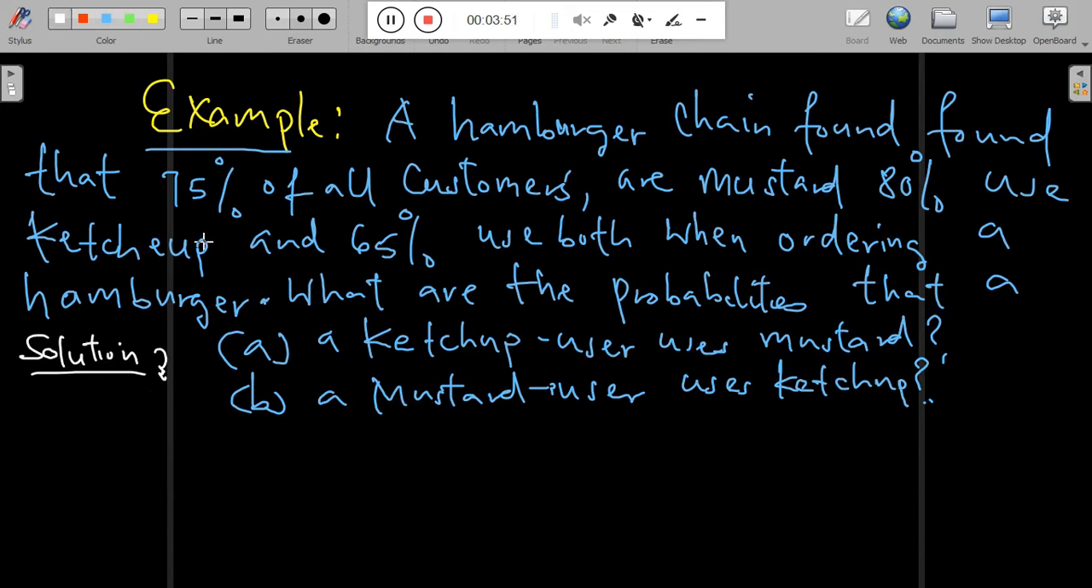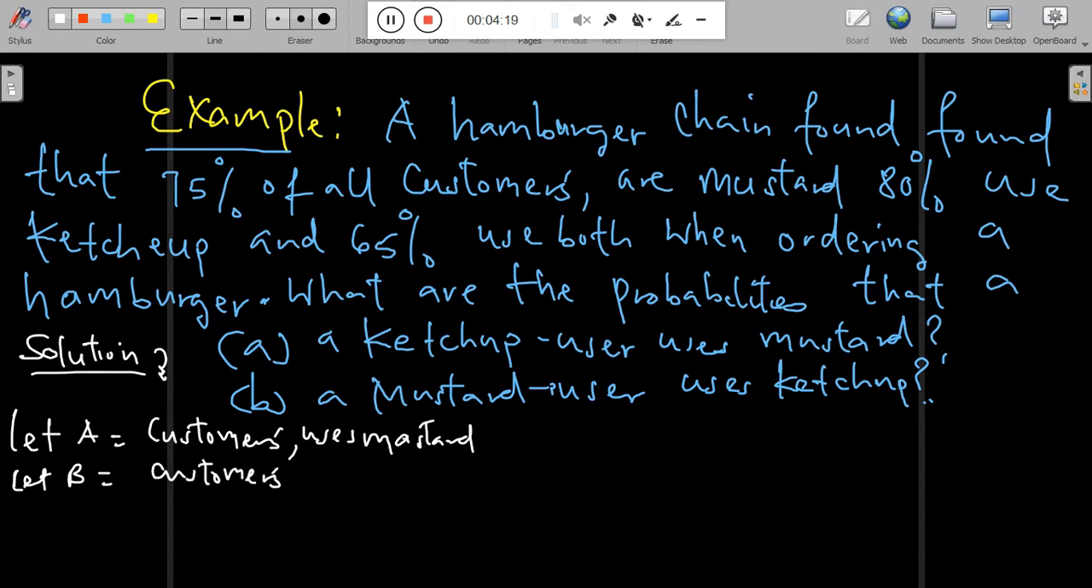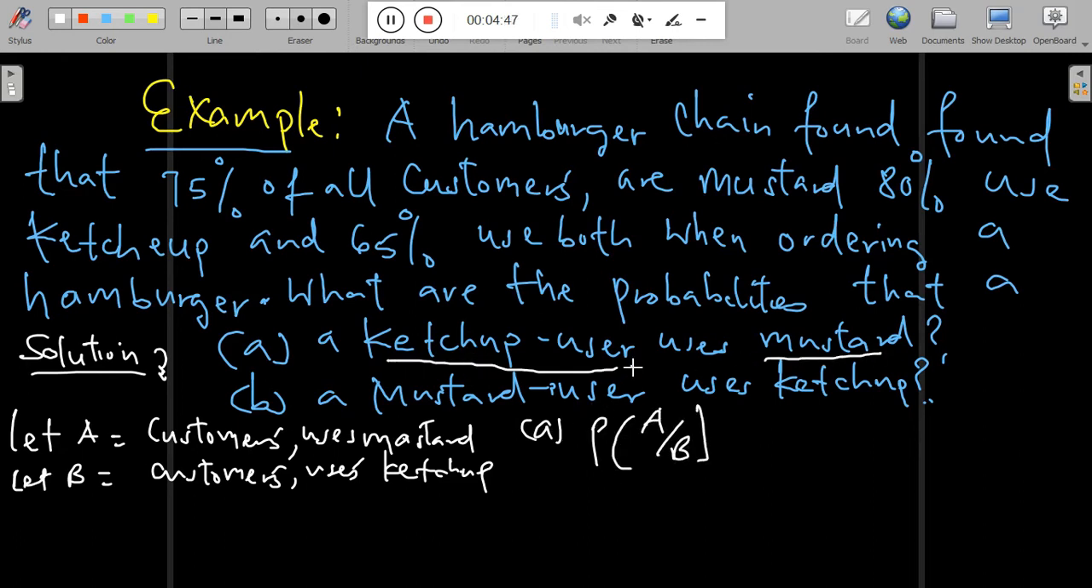So simply, what you need to understand from this kind of problem is the first procedure: let A represent the customers that use mustard, and let B represent the customers that use ketchup. In that case, the probability that a ketchup user uses mustard is given by P(A|B), which is P(A ∩ B) divided by P(B).